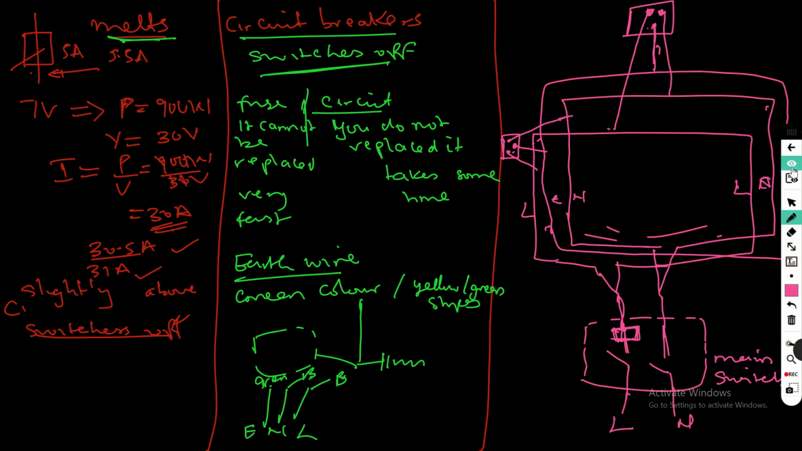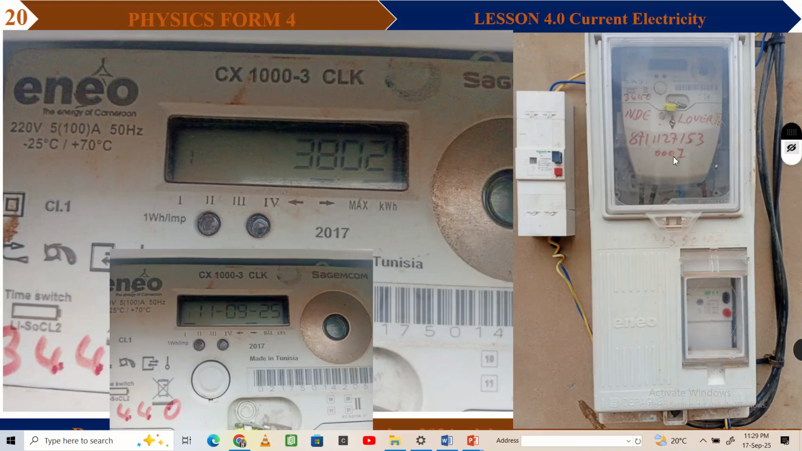If you look at this, for example, this is an example of a meter. This is the meter in my house, and I just took a reading. If you look at the board, I took this reading on the 11th of September 2025. You see that this is 3,802 kilowatt hour, that's what I've consumed by this date.